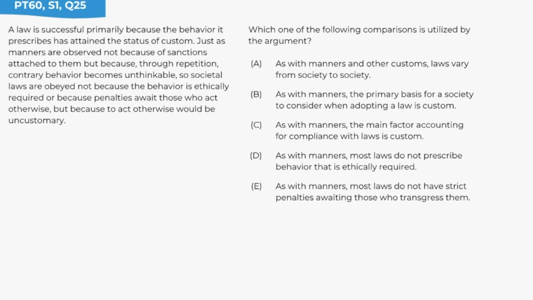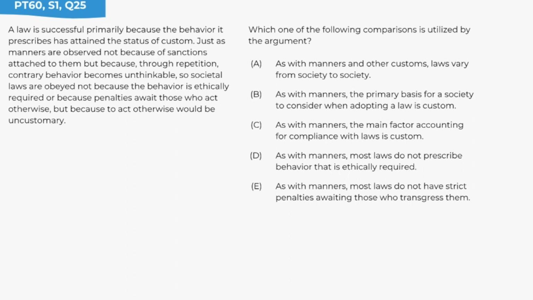All right, welcome back. So the conclusion of this argument is the last part of this thing. So societal laws are obeyed, not because the behavior is ethically required or because penalties await those who act otherwise, but because to act otherwise would be uncustomary. So it's not because of this, but rather because of that. And what are we talking about? We're talking about societal laws being obeyed.